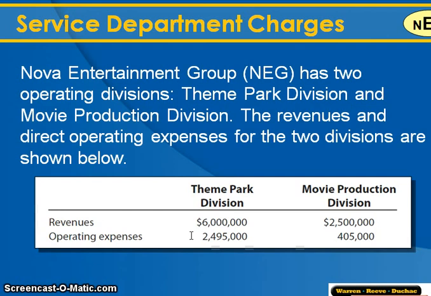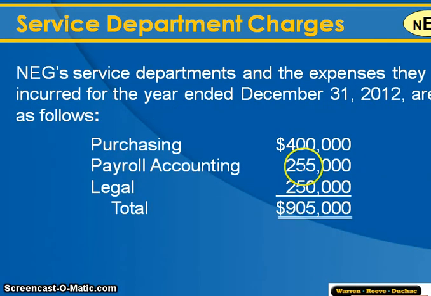So here we go. Nova Entertainment Group has two operating divisions, a theme park division and a movie production division. The revenues and direct operating expenses for the two divisions are shown below. So you've got a theme park division and a movie production division. It has revenues here. Looks like theme park is the big moneymaker and the movie production division is over here. Okay, so now here's the thing. We share services. NEG's two divisions share services. They have a purchasing department that they share, they share their payroll, and they share their legal services.